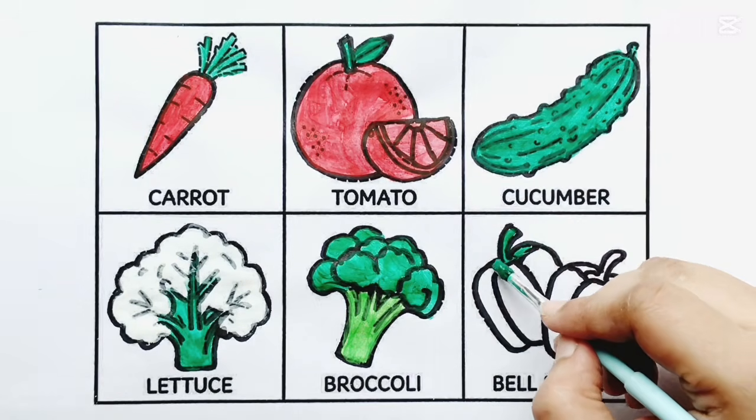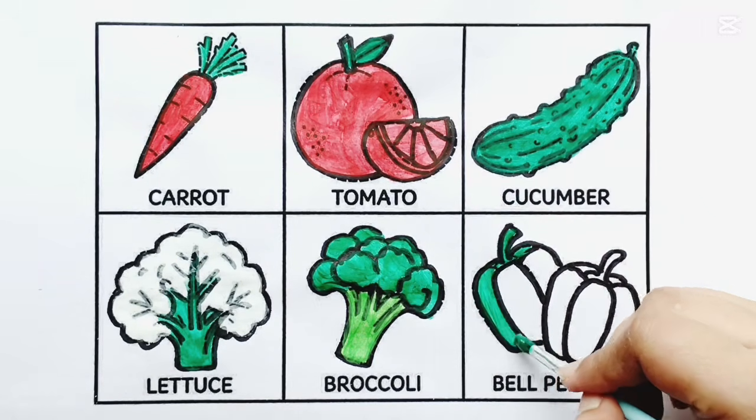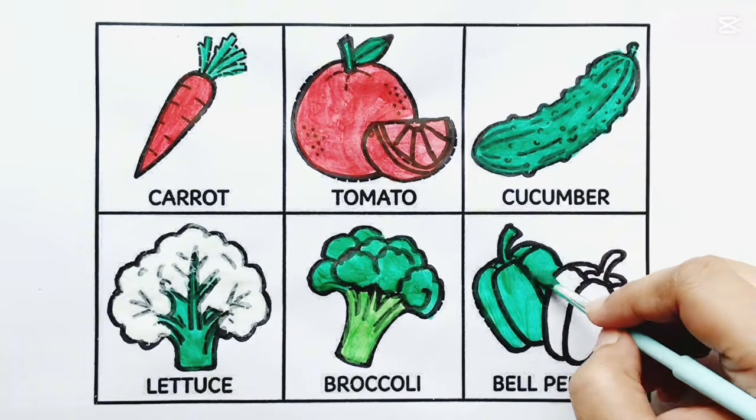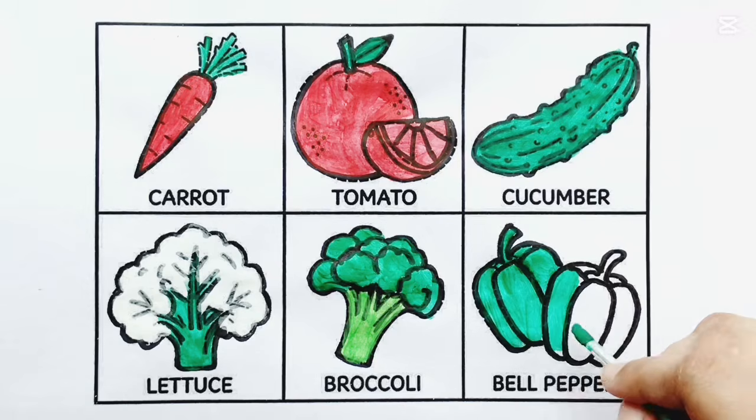Next vegetable is bell pepper. Bell pepper color is green. Wow!